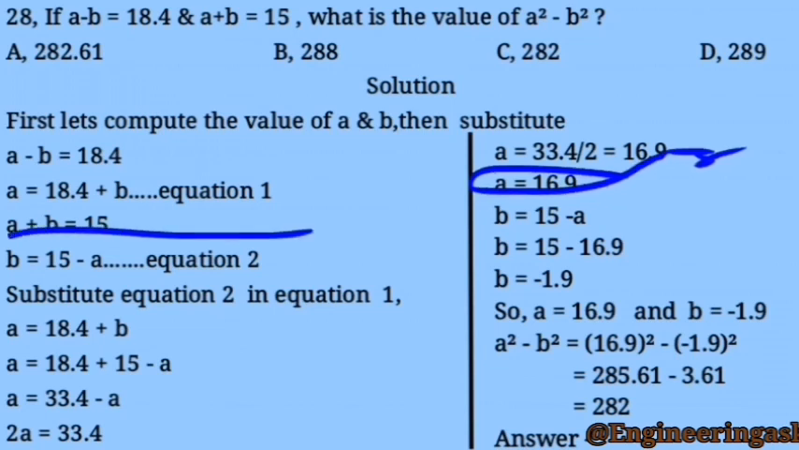Now we just need to substitute this into equation 2. So b equals 15 minus 16.9. Then b equals negative 1.9. So a equals 16.9 and the value of b is negative 1.9. So a square minus b square equals 16.9 square minus negative 1.9 square. Then this will give us 282. So the answer will be C.